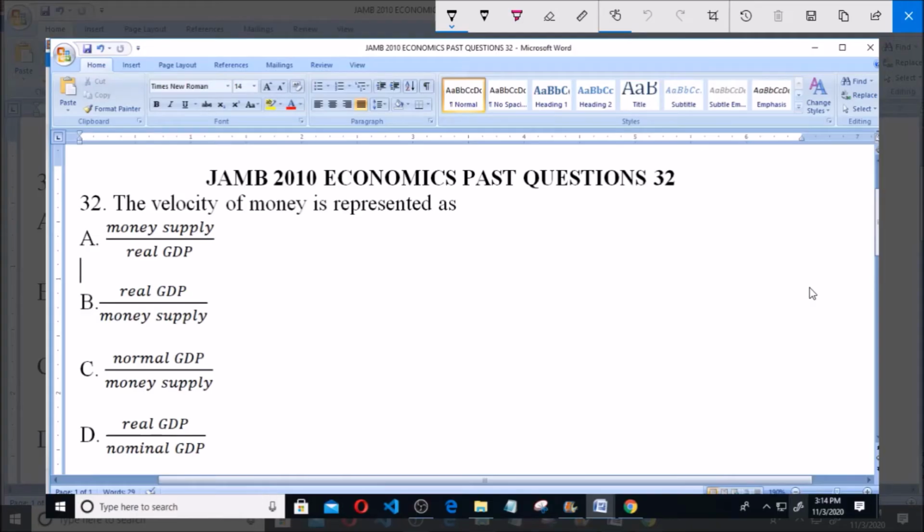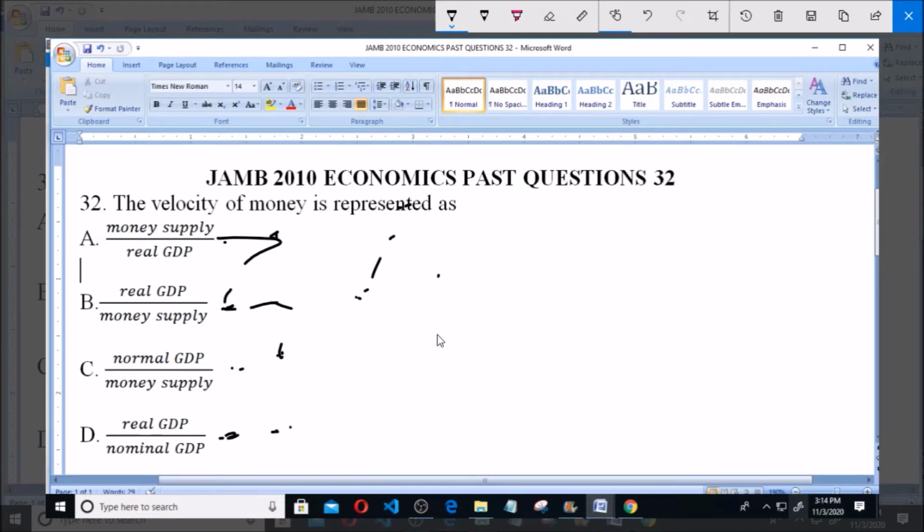Welcome to JAMB 2010 Economics Past Question 32. The velocity of money is represented as: option A says money supply over real GDP. Option B says real GDP over money supply. Option C says nominal GDP over money supply. And option D says real GDP over nominal GDP.